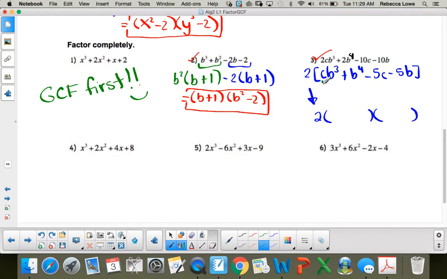All right, group the first 2 together. They have a common factor of B cubed. I'm left with C plus B. Bring down the sign I see, which is a negative.